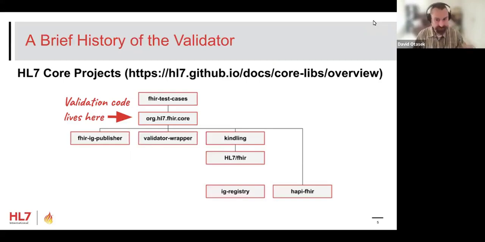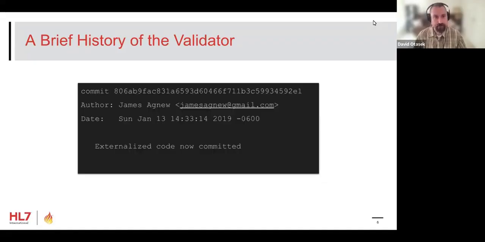So for simplicity, when I refer to the validator, I'm referring to code in the HL7 FHIR Java tools that's responsible for validating FHIR resources. That code primarily exists in a project known as org HL7 FHIR core, or what we call the core library, or core. This code gets reused throughout a number of software projects. There are a number of ways that we can interact with it, and we're going to explore those today.